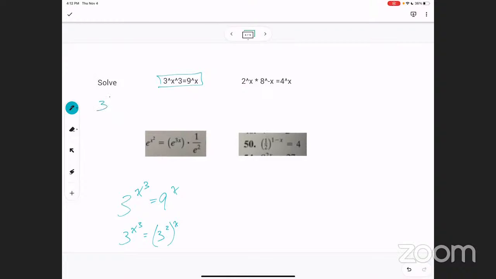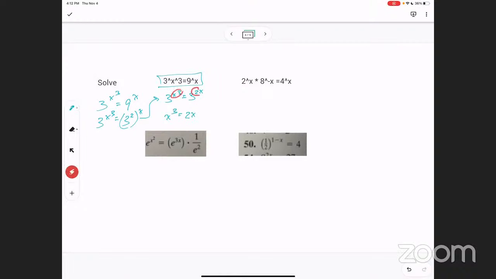So this is 3x to the third equals 9 to the x, which means 3 times x to the third equals 3 squared to the x, which means 3x to the third equals 3 to the 2x, right? Multiply them together, which means x to the third equals 2x. I'm just setting the exponents equal to each other. Make sense how I did that?